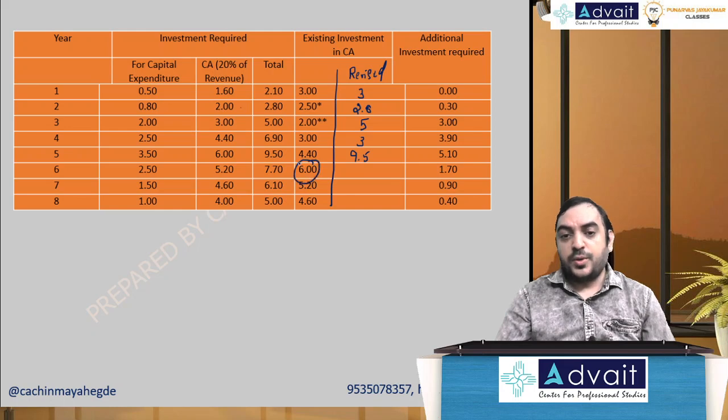That's how this 6 will be obtained. Then we require 1.7. It is 7.7. Out of 7.7, we spend 2.5. Then 5.2 will remain. Then 0.9 additional investment. So that becomes 6.1. 6.1 minus 1.5 is 4.6. Then 4.6 plus 0.4, that becomes 5.